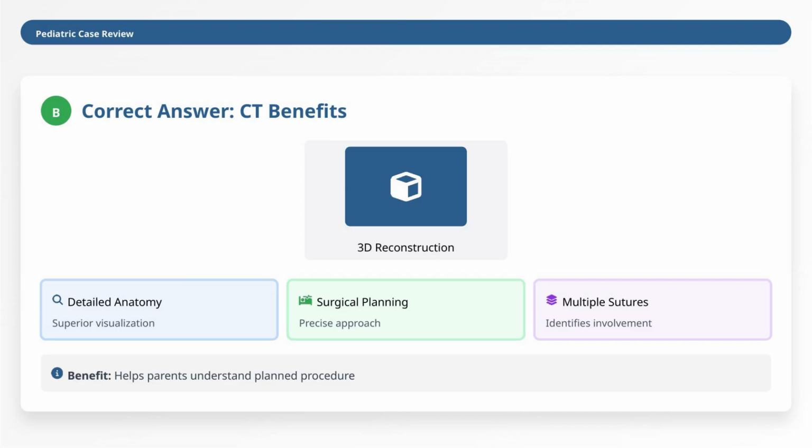Computed tomography with three-dimensional reconstruction provides detailed visualization of cranial bone anatomy, clearly showing which sutures are fused and the extent of deformity. This information is crucial for surgical planning, allowing the craniofacial team to design the optimal approach for cranial vault reconstruction. The three-dimensional images help parents understand the planned procedure and expected outcomes.